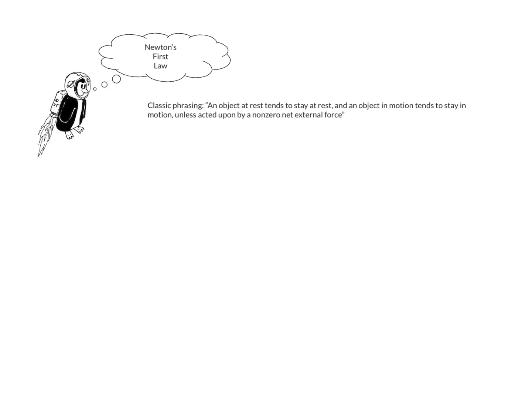The classic way of phrasing Newton's first law is the following. An object at rest tends to stay at rest, and an object in motion tends to stay in motion, unless acted upon by a non-zero net external force. Here the term net implies a sum of all the forces acting upon an object. External refers to any force coming from outside the object. And we'll get into this in more detail later in the unit about what counts as an internal versus an external force. Non-zero, by the way, can be positive or negative, because forces are vectors, they have that directional component to them.